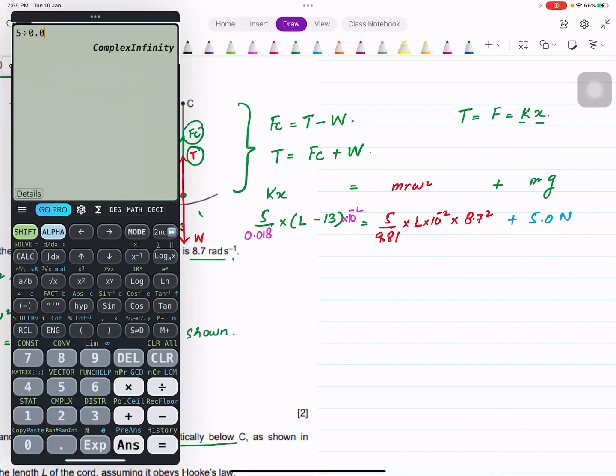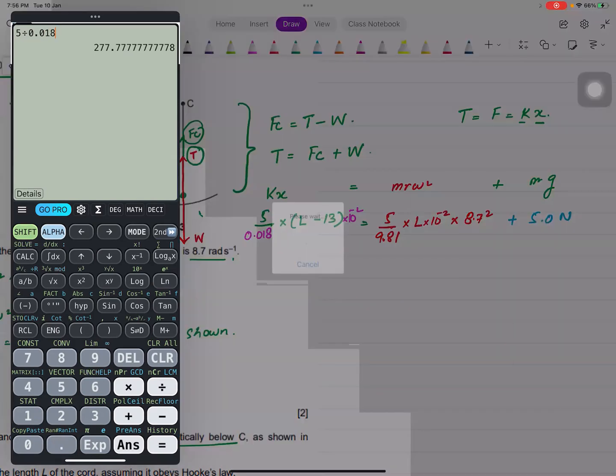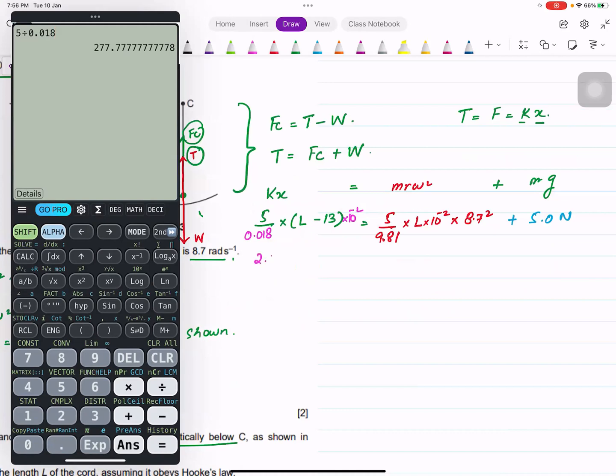So 5 divided by 0.018 times 2 comes out as 2.78 L. Then this thing should be multiplied with 30, and I also need to multiply that by 10 raised to power minus 2. So this should be multiplied by 30, which gives 36.1. All right, is it clear?